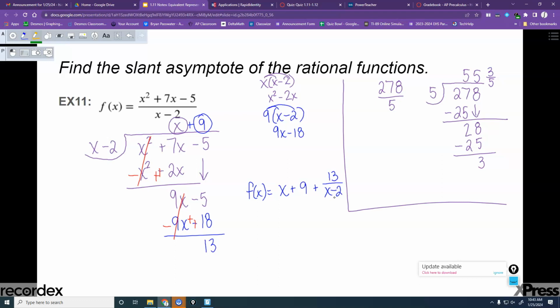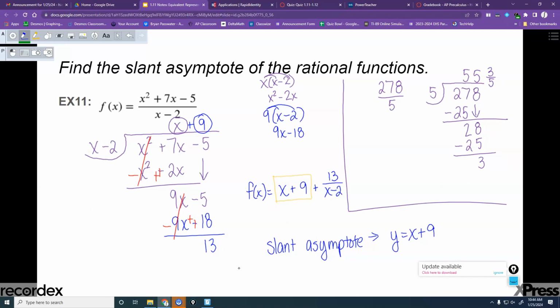If you have it written this way, the part that is not a fraction is the equation of your slant asymptote. So my slant asymptote here would be y equals x plus 9. So really after you get the first number to the top of the long division, you stop? Yes, so the remainder is really not all that important if it's only asking you for the slant asymptote.